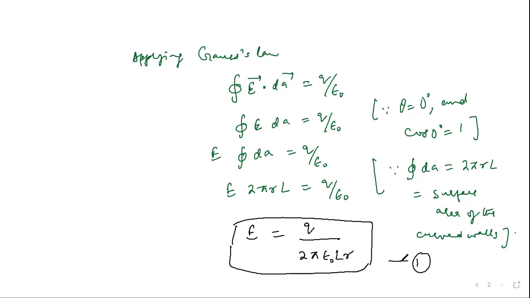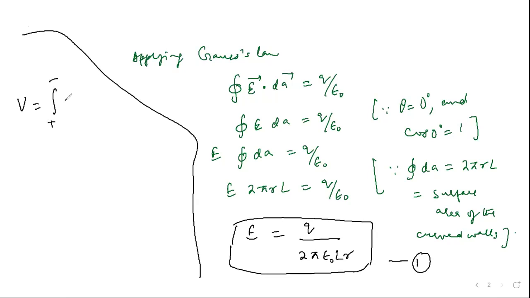I name it first, right? So electric field is q by 2 pi epsilon naught L r. Now, our next step is: V is the magnitude of the potential difference between the plates. And we write it as integral from plus to minus of E dot ds. I've already explained how.